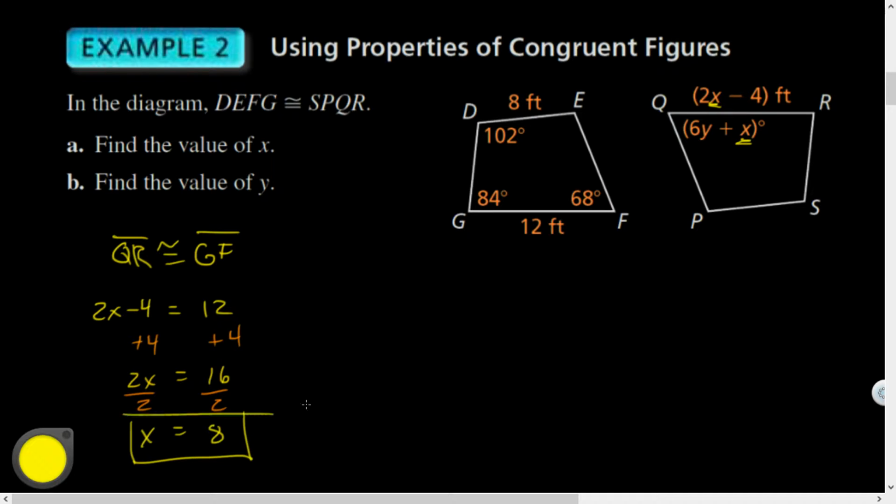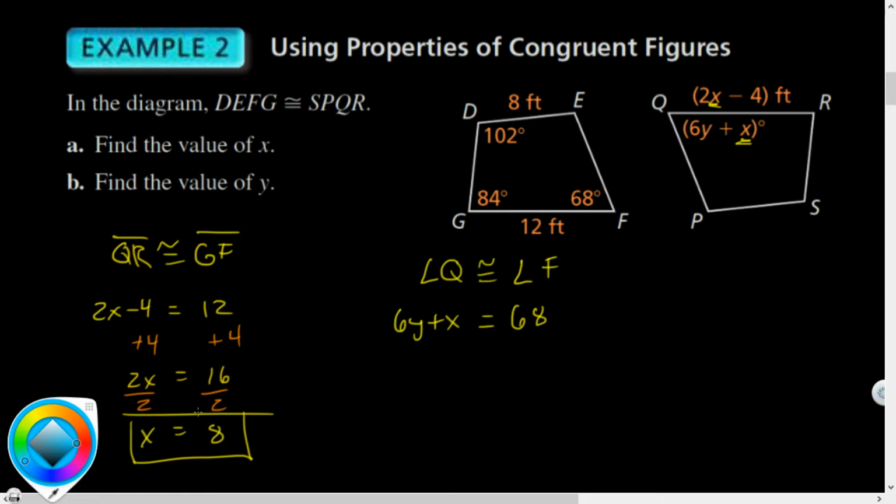There we go. X equals 8. There's a Waddy fact right there. Someone's going to timestamp that Waddy fact on this YouTube video. So let's see. Now I know the value of X. What does angle Q correspond to? Angle Q corresponds to which angle here? Angle F. So I'm going to suggest that 6y plus x is equal to 68. And also check this out. Ready?